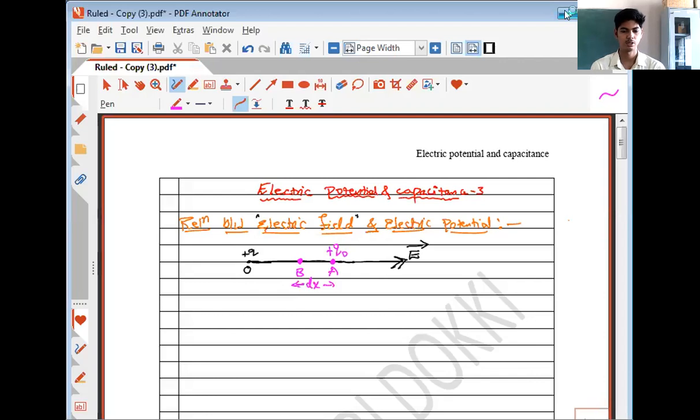Potential difference. Yes. So we have to now define potential difference.